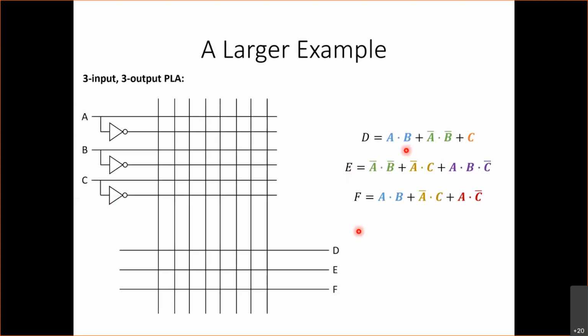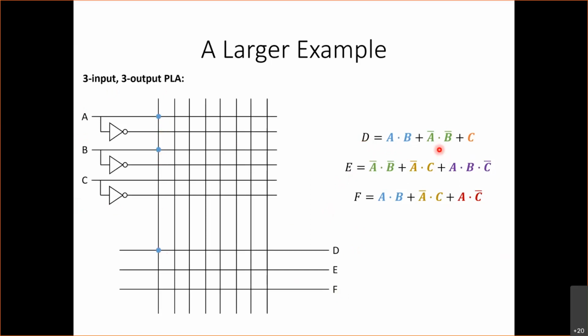Let's first program A and B. We need A and B as one of the terms, and that's going to go to D. So for the first line, we're going to make that A and B. We're going to have A over here and B over here, and we want that result to go to D. So we're going to program a connection here.